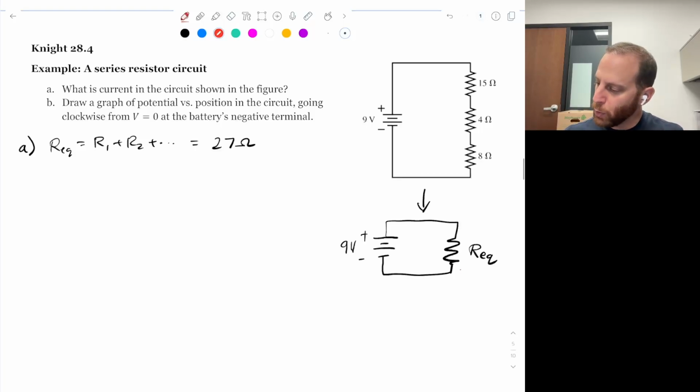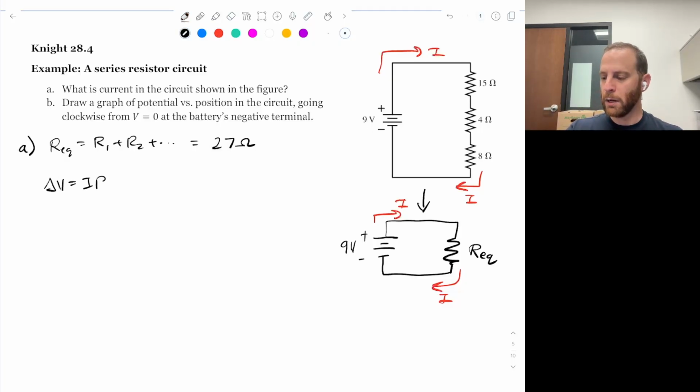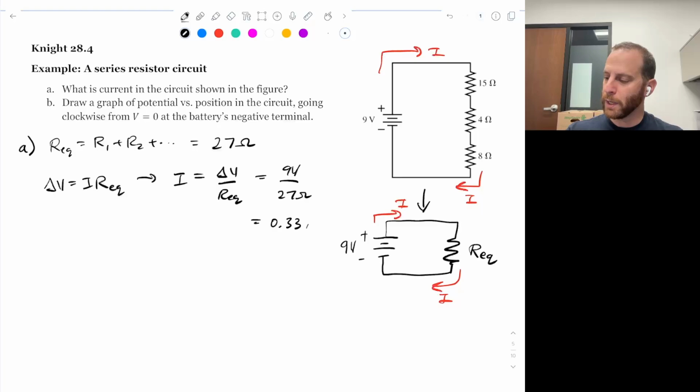Now, as far as computing the current is concerned, the current I that we compute with the equivalent circuit diagram will be the same current flowing through the real diagram. We'll apply Ohm's law. Delta V is equal to IR. We're interested in solving for I, given the equivalent resistance. So the current is the voltage divided by the equivalent resistance. So it's 9 volts divided by 27 ohms, which is 1/3 of an amp, or 0.33 amps.